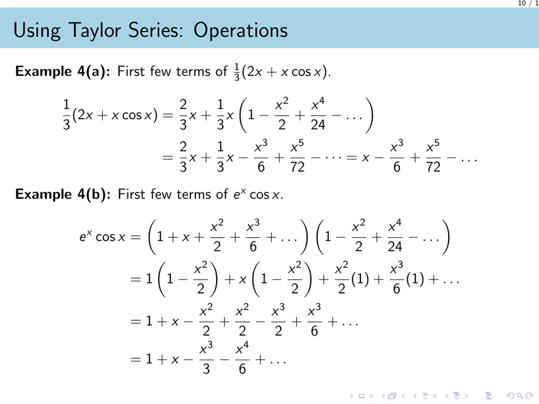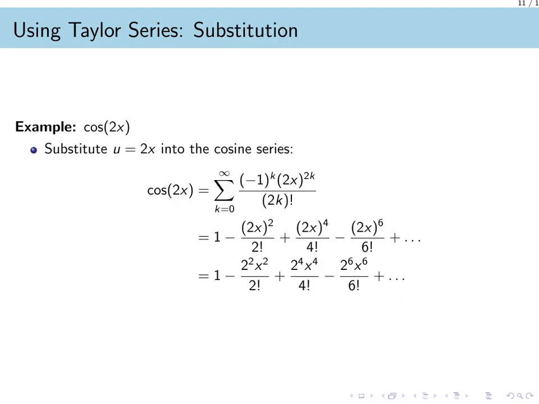This example shows that multiplying known Taylor series is a valid and often simpler way to find the series for a product of functions. Besides algebraic operations, we can also use substitution to create new Taylor series from known ones, which is often much easier than starting from the definition. Let us find the series for the cosine of 2x.